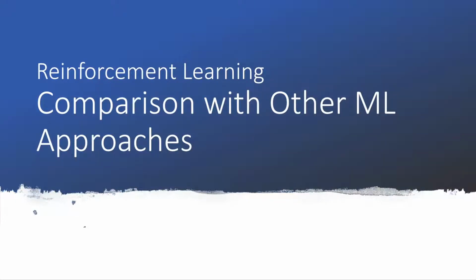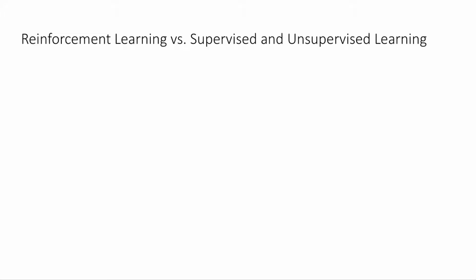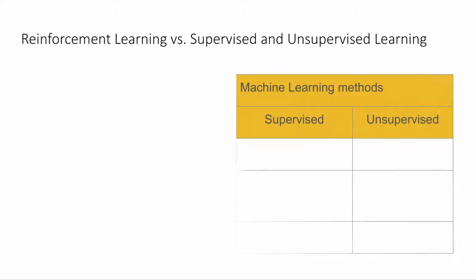Reinforcement learning comparison with other machine learning approaches. Reinforcement learning is a totally different approach where there is no supervision for training of the agent. So let's see what are the differences between reinforcement learning algorithm and supervised and unsupervised learning. We can see differences from different aspects.